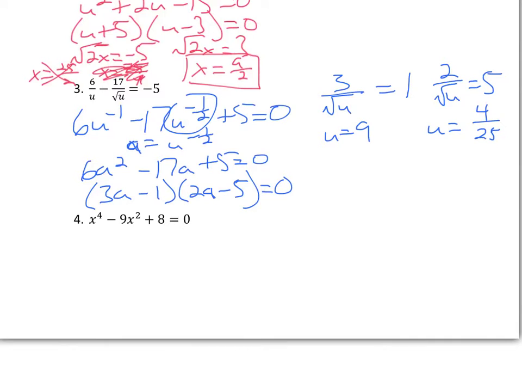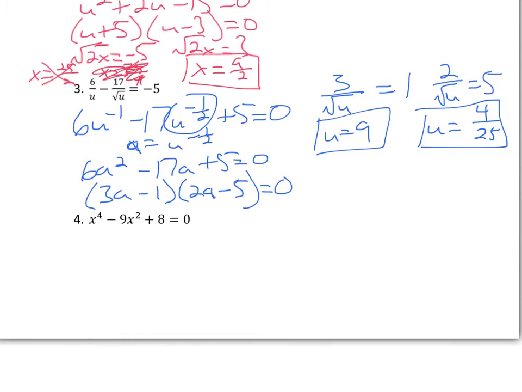Alright, you can plug both of those in to see if they work. The 9 will work. Yes. Because you get 2/3 minus 17/3 equals -5. That's good. And for the 4 over 25, you have, let's see, we're going to get 75 halves minus 85 halves equals -5. That's good too. So they both work. Probably should check if you calculated with something difficult like that, but it does come out.